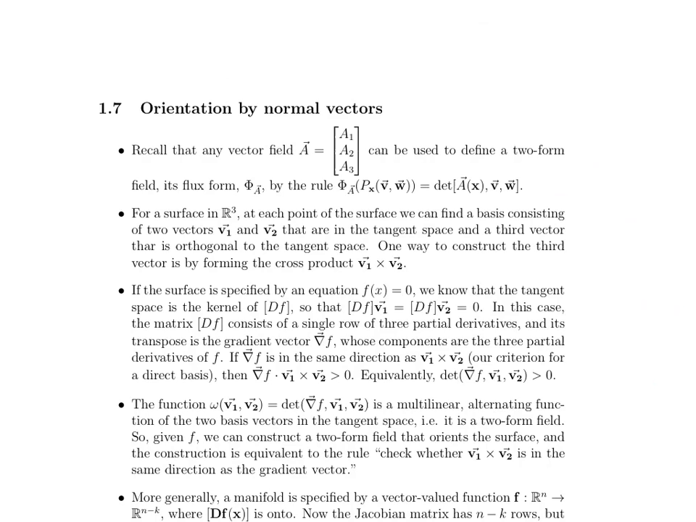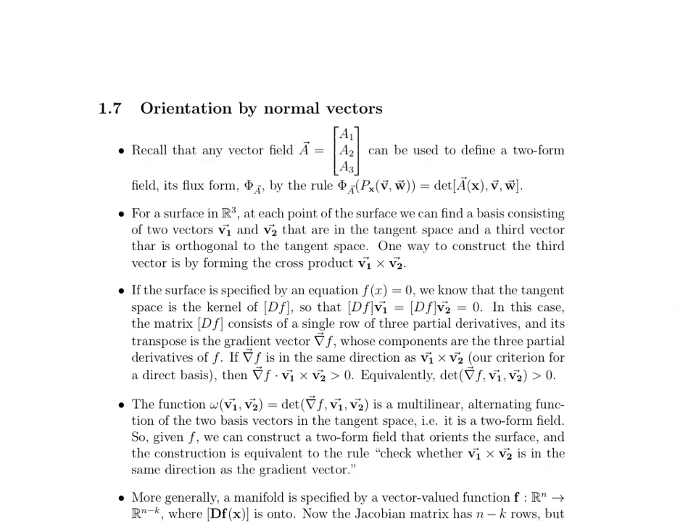For a surface in R^3, at each point of the surface, we can find a basis consisting of two vectors v1 and v2 that are in the tangent space, and there's a third vector that's orthogonal to the tangent space. One way to construct that is by just taking the cross product of those two vectors in the tangent space.